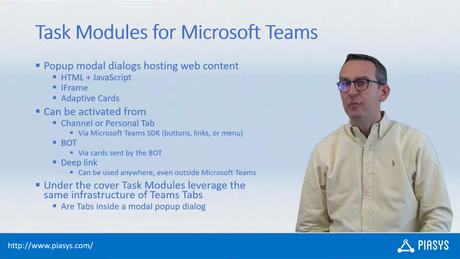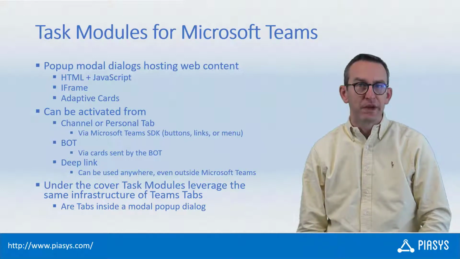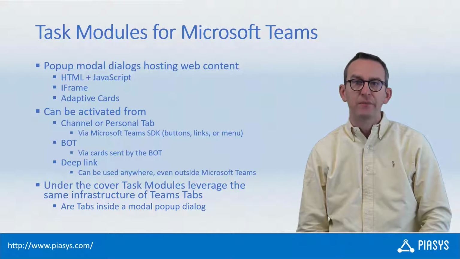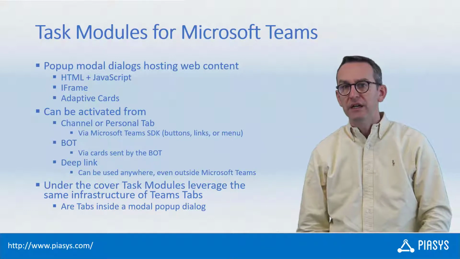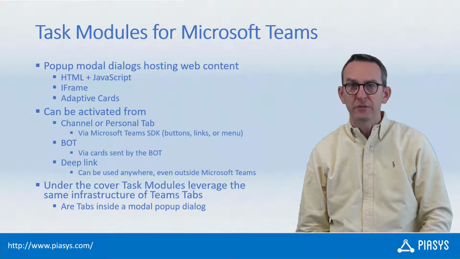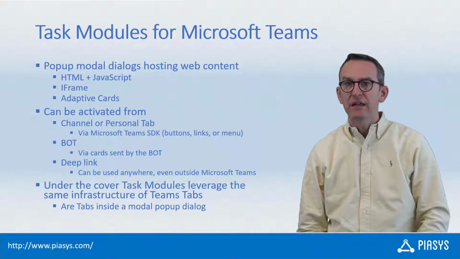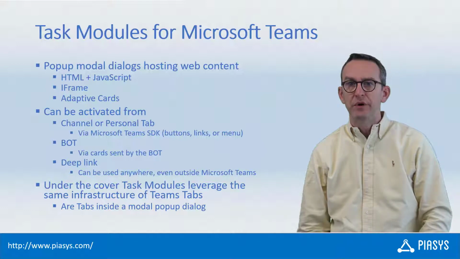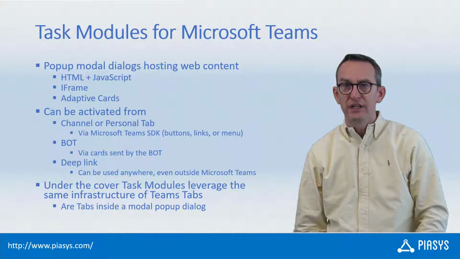We can trigger a task module using either an action in a tab, whether it is a personal or a configurable tab. We can use a message sent from a bot, or we can use a deep link, which is just a hyperlink that we can include in a conversation in Teams, or in an email, or in a document, or any other external resource. And by clicking on the deep link, the user will be brought to the Microsoft Teams UI and will see the task module in action.